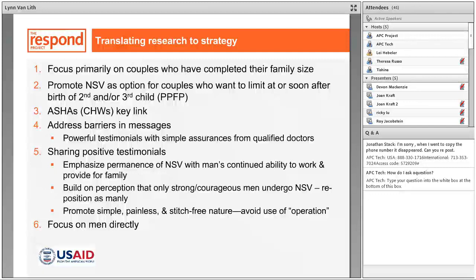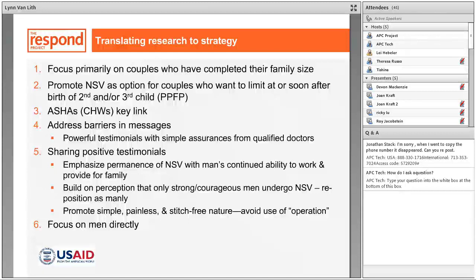And so we tried to position these messages around strength and being manly, but balancing that with couples appearing in all of the materials and using it as a way to help take the burden off women, who so frequently undergo female sterilization, which is a popular method in India. We really tried to take those gender dynamics into consideration and reframe vasectomy as a plausible option for men, which is not often promoted.